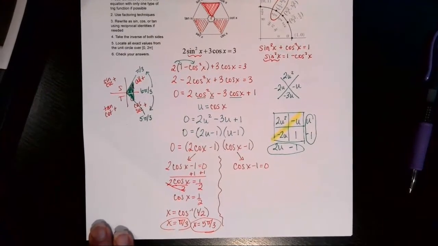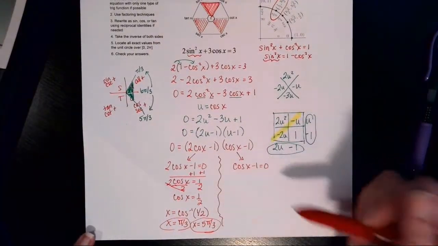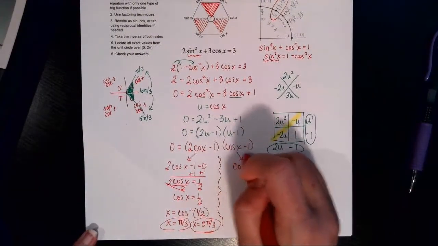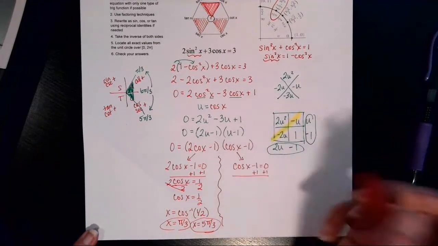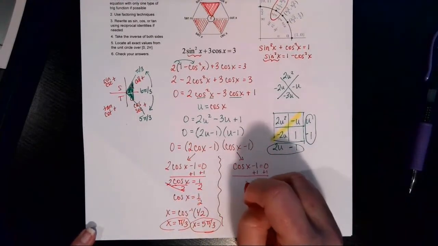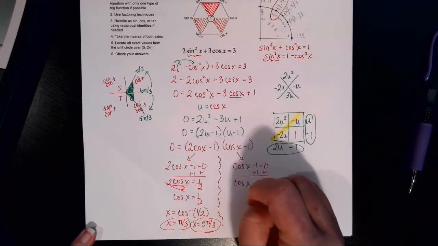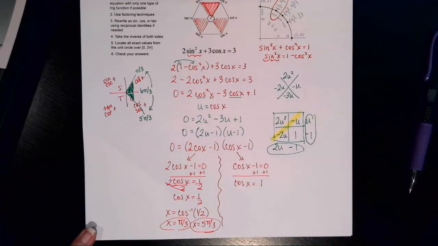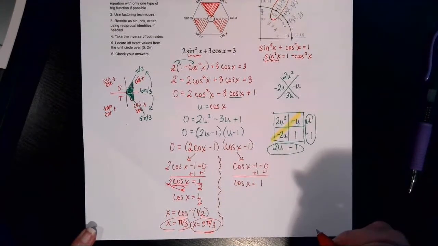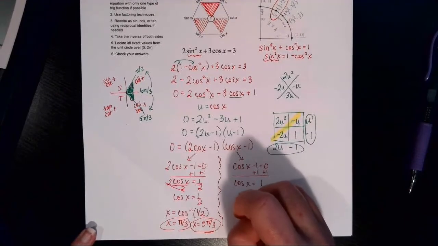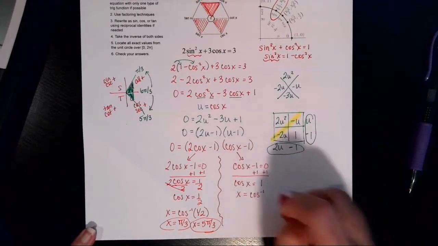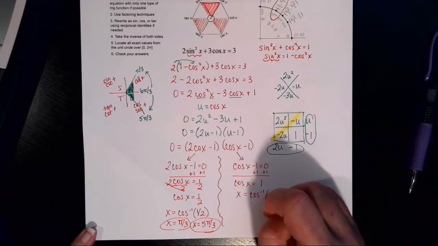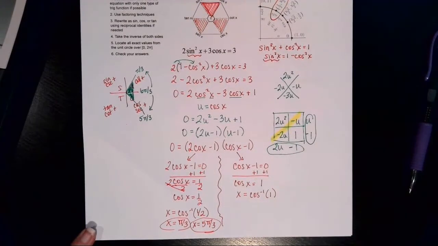Okay, now we're going to look at this second possibility where cosine of x minus 1 is equal to 0. We'll add 1 to both sides, and we'll have cosine of x equals positive 1. Then again, to undo that cosine, we're going to need to arc cosine both sides. That's taking the inverse. So the arc cosine of 1 now is x.